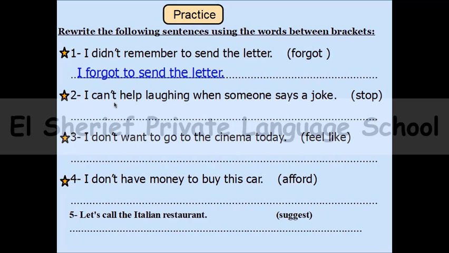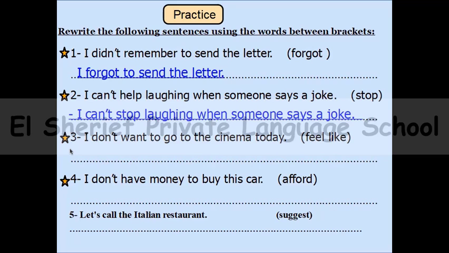Number 2, I can't help laughing when someone says a joke. So how can you use the verb stop? The right answer is I can't stop laughing when someone says a joke. So can't help equals can't stop.